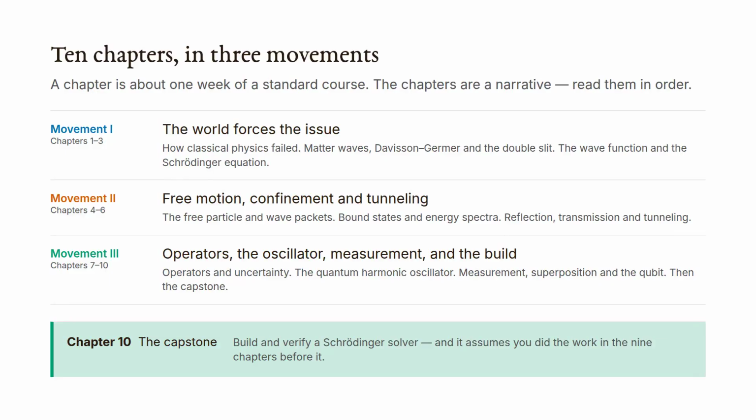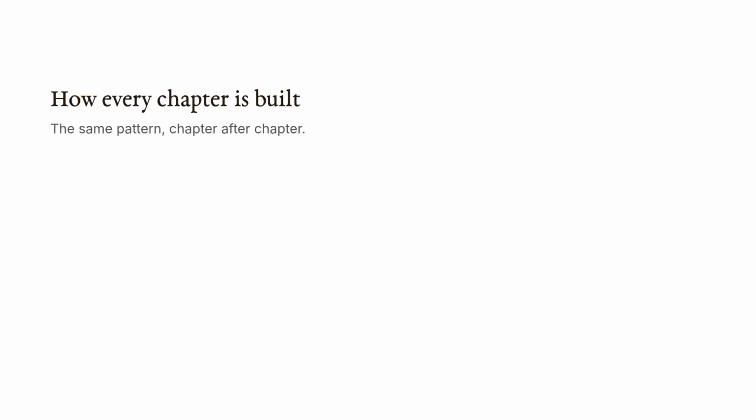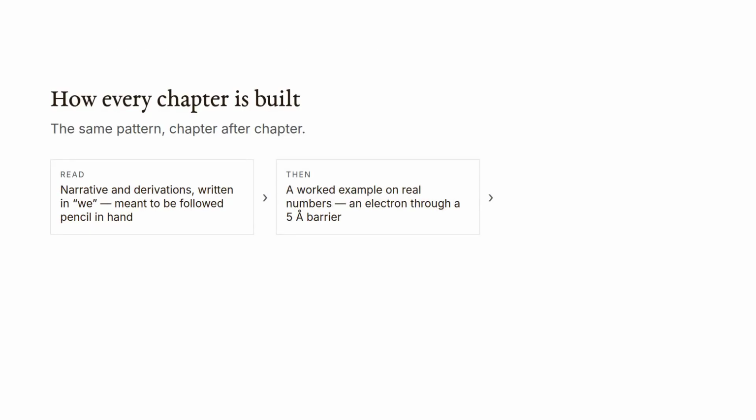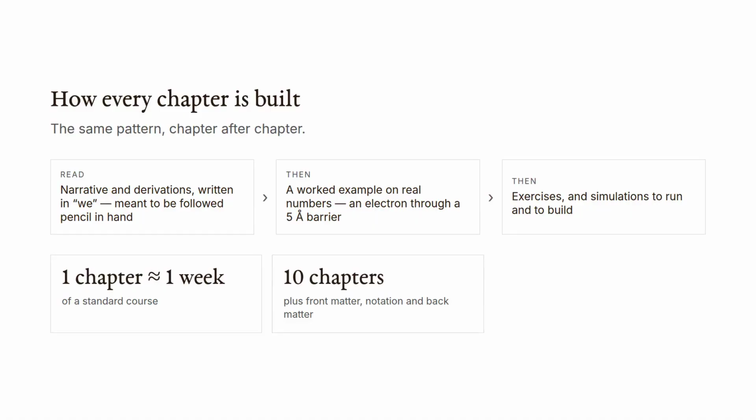A chapter is about a week of a standard course, and this is a narrative, so read it in order. Every chapter has the same shape. You read the narrative and the derivations, which are written to be followed with a pencil in hand. Then a worked example on real numbers. Then the exercises and simulations to run and to build.